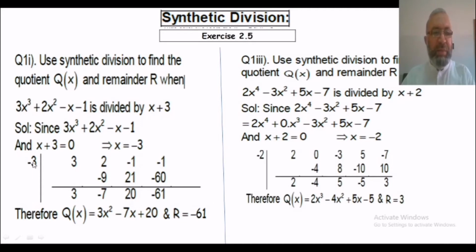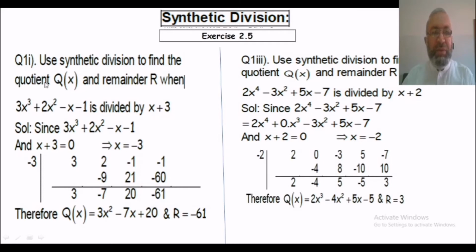Again 20 multiplied by minus 3, we get minus 60, and adding to the next coefficient, minus 1 minus 60 is minus 61. So minus 61, the last term, is the remainder. The given equation is reduced by one step of division, from degree 3 to degree 2. It becomes a quadratic equation. So the remainder r of x is equal to minus 61, which is the requirement.